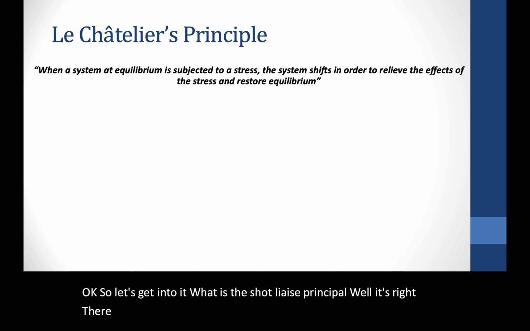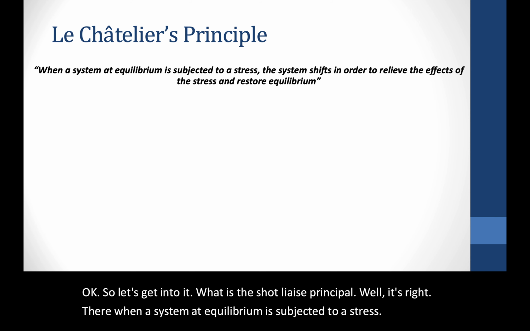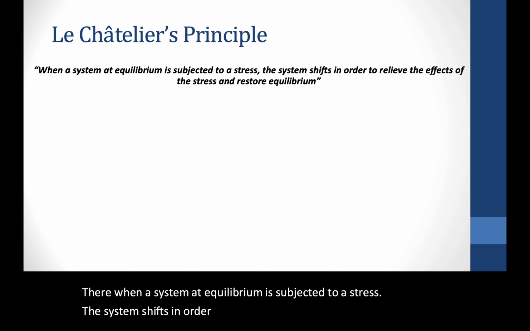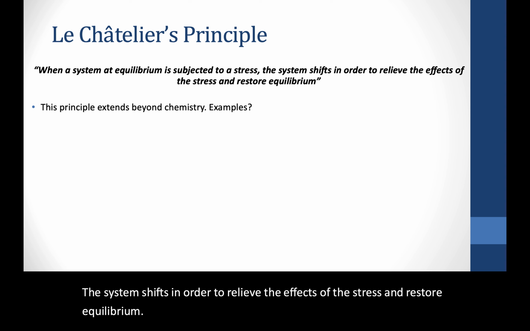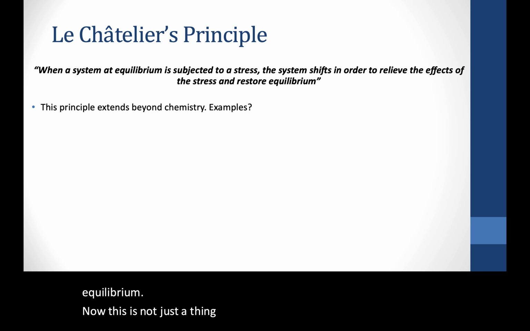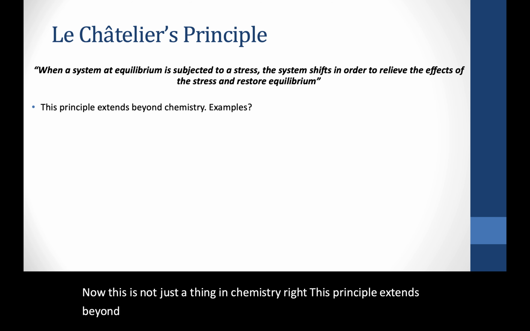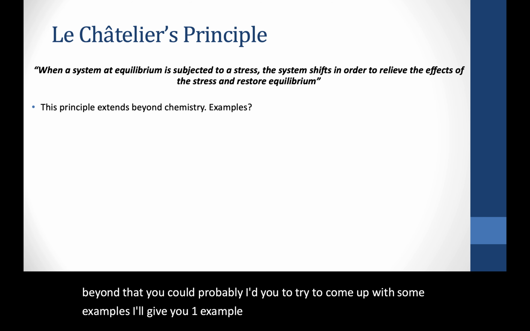When a system at equilibrium is subjected to a stress, the system shifts in order to relieve the effects of the stress and restore equilibrium. Now, this is not just a thing in chemistry, right? This principle extends beyond that. I'd like you to try to come up with some examples. I'll give you one example so you can come up with some on your own.